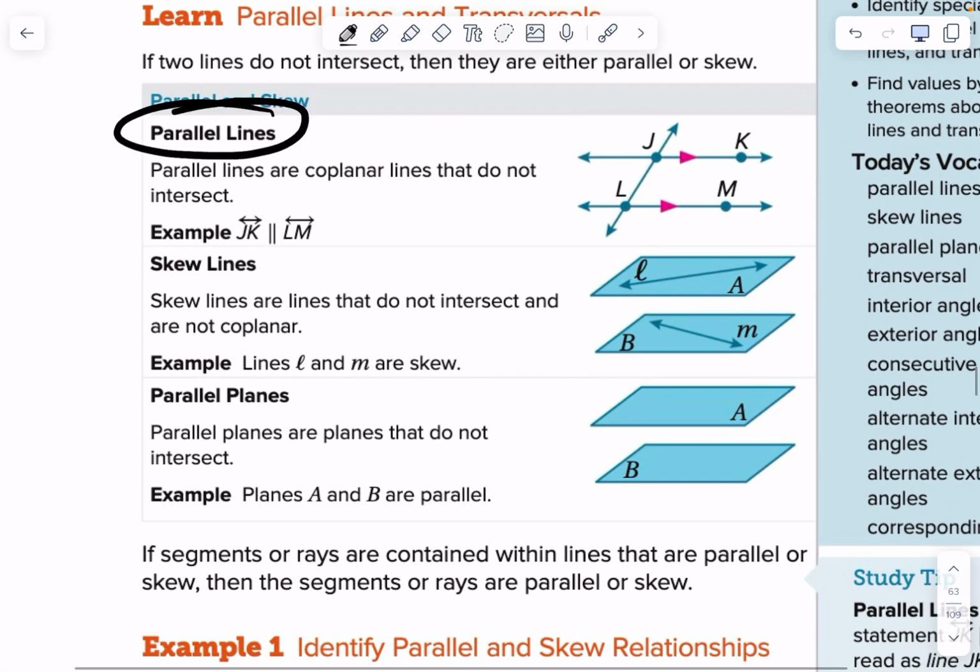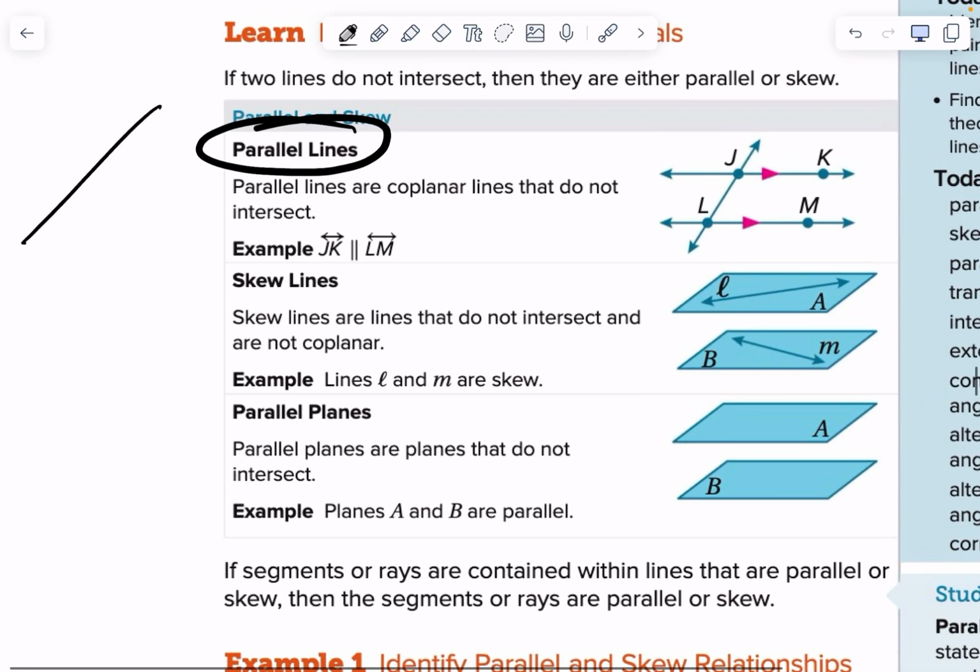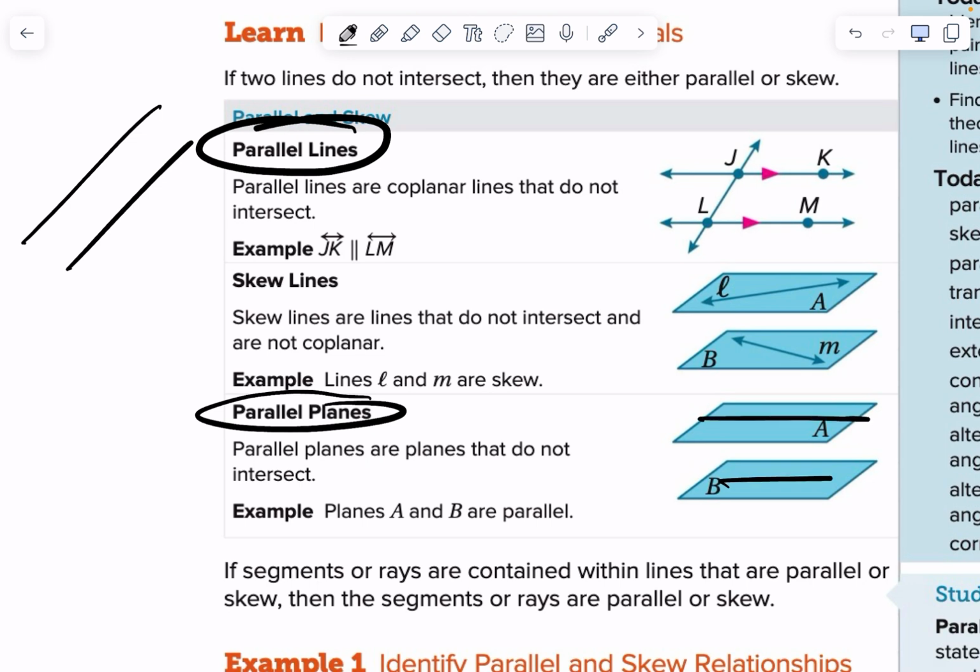Parallel lines look like this, or two lines that are not going to touch each other, right? Then we have parallel planes, which are flat surfaces that are one on top of each other, right? So these would be like floors in a two-story building, like the floor here and the floor here are hopefully not going to touch each other, right?